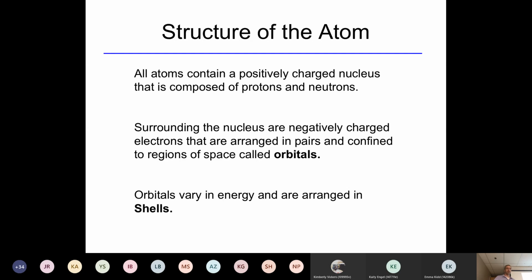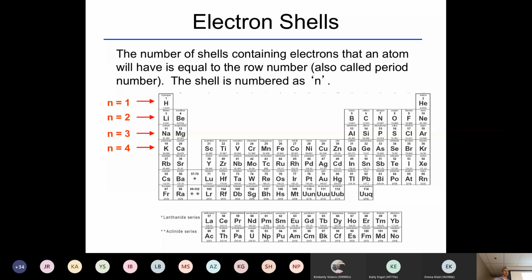How they exist. They exist in regions of space that we call orbitals. Orbitals come in different shapes and sizes and energies. First of all, we say they are organized into shells. And we give them a principal quantum number of n, where the lower the number of n, the lower the energy, and the smaller that shell is. So you can see in this picture of the periodic table, elements that are in the first row have their outermost electrons in the n equals 1 shell. If you're in the second row, n equals 2 shell, n equals 3 shell, and so on.